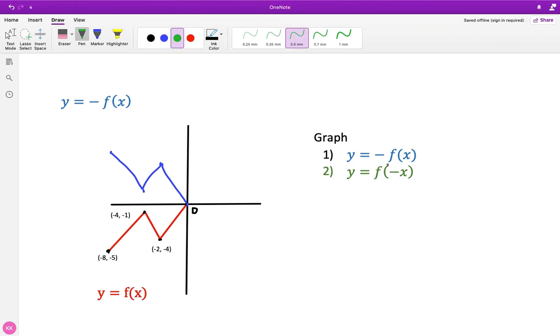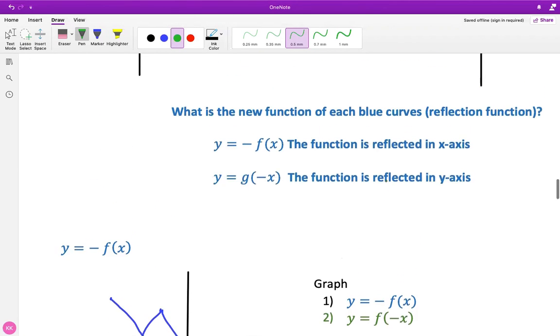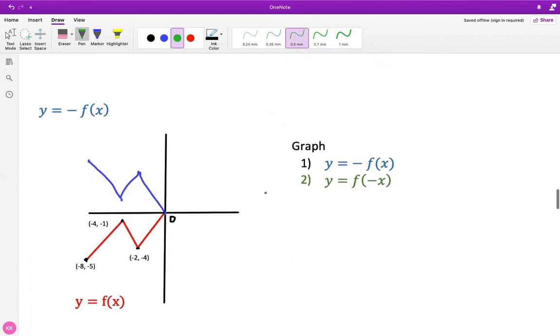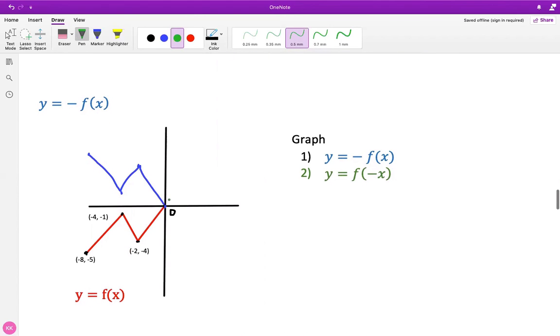What about the second function, y equals f of negative x? What does the function look like? If you remember from the last lecture, I showed you that the function with negative x is reflected in the y-axis. So I need to take the red function right here and use the y-axis to reflect, and we get the green function, y equals f of negative x. Let's plot the points first. The first point is at 0, 0. When I reflect it using the y-axis, I get the same point, so I didn't change this one.